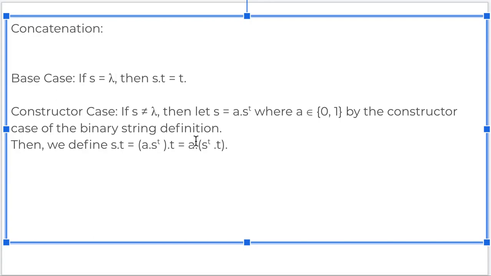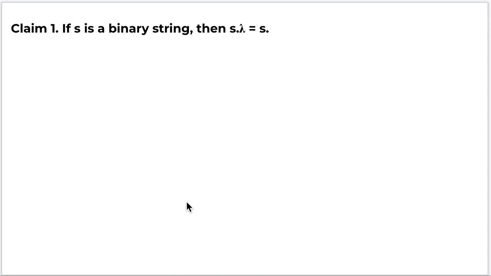We define S'T as A dot (S' dot T). So you're just adding the value A dot S' to it, right? And the function takes binary strings S and T as inputs and outputs S dot T. The claim for us, according to the property, was that if you concatenate an empty string to an existing string, the string wouldn't change, right? So a predicate P(S) would be S dot lambda is S, right? And we'll prove the property using structural induction and our definition of concatenation as we defined earlier.